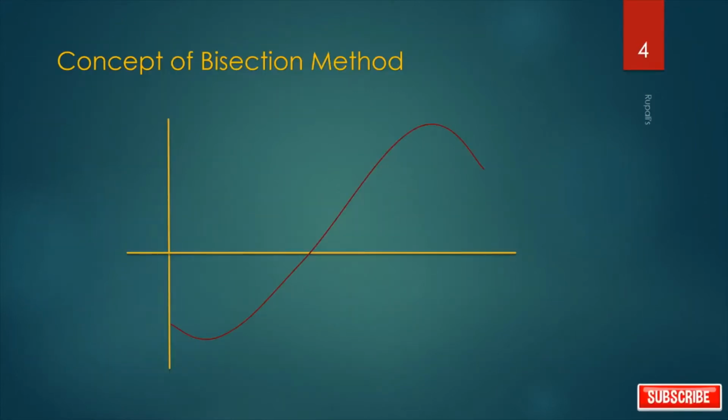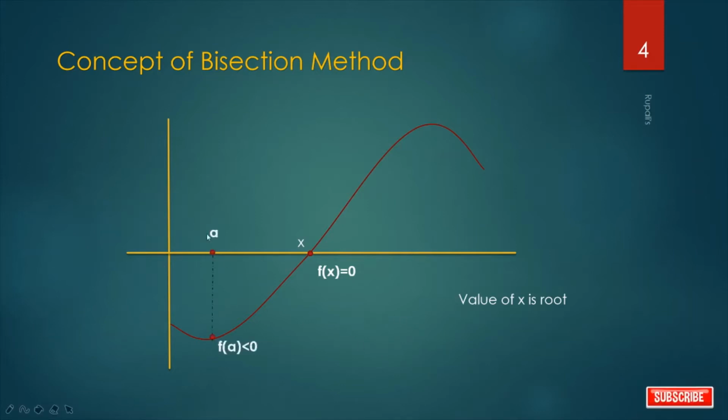Now the concept of the bisection method. Let f(x) = 0 be our given equation. So here f(x) = 0, so the value of x is the root. Now find a and b such that f(a) < 0 and f(b) > 0. Find the first approximate root using the bisection method. So x1 = (a + b)/2. Say this point is x1.